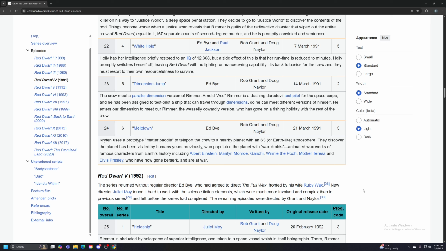Episode 5, Dimension Jump. The crew meet a parallel dimension version of Rimmer. Arnold Ace Rimmer is a dashing daredevil test pilot for the Space Corps, and he's been assigned to test pilot a ship that can travel through dimensions so that he can meet different versions of himself. He enters our dimension to meet our Rimmer, the weaselly, cowardly version who has gone on a fishing holiday with the rest of the crew.